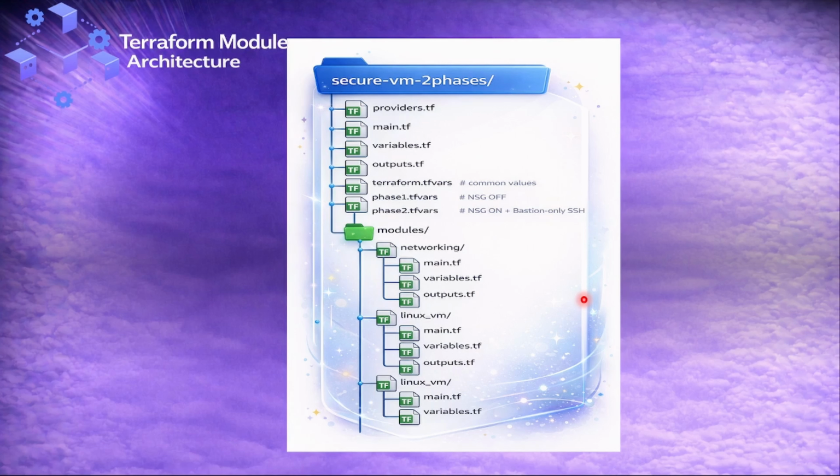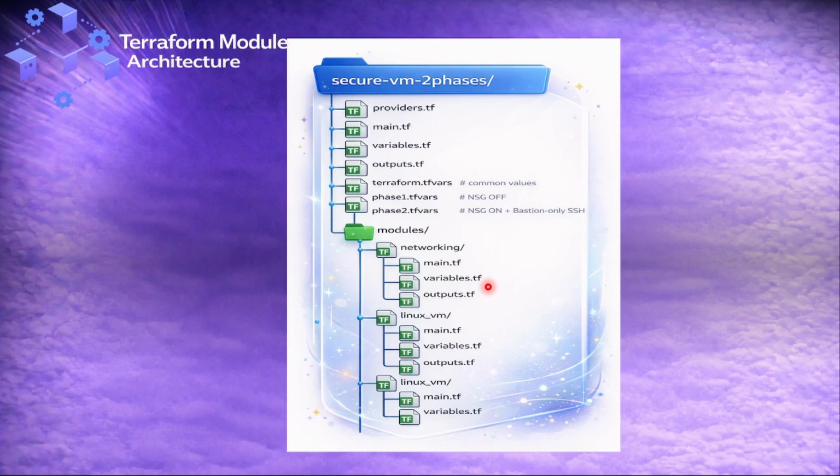In this project structure, the main Terraform files are at the top. Things like provider.tf, main.tf, variables.tf, and outputs.tf. These define the overall configuration and call the modules. Then inside the modules folder, we have separate components of the infrastructure. For example, we have modules for networking, the virtual machines, Bastion, and the NSG.